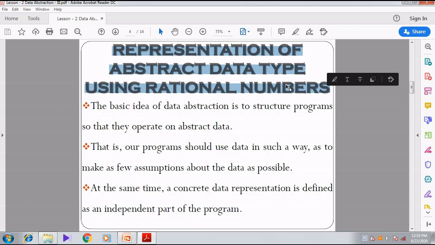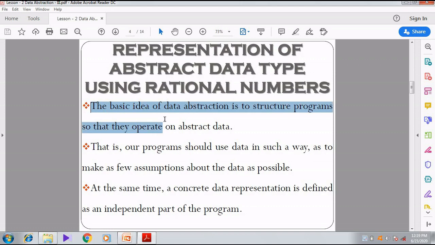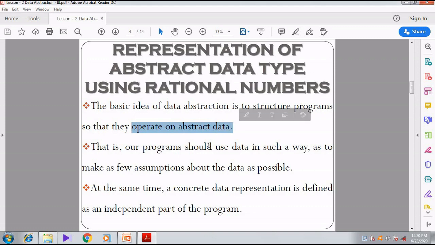So the basic idea of data abstraction is to structure programs so that they operate on abstract data. So what is the main idea of data abstraction? Data abstraction is a powerful concept. It is created only with the help of abstract data type, ADT. So the same thing they are saying here: the data abstraction technique operates through the abstract data.